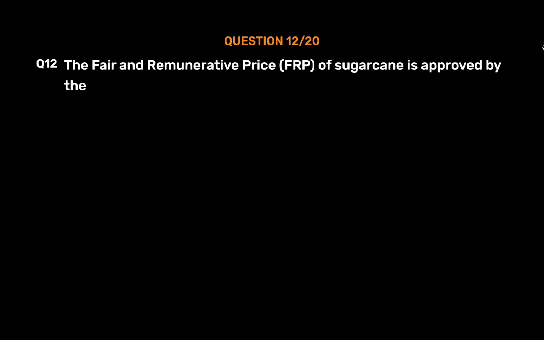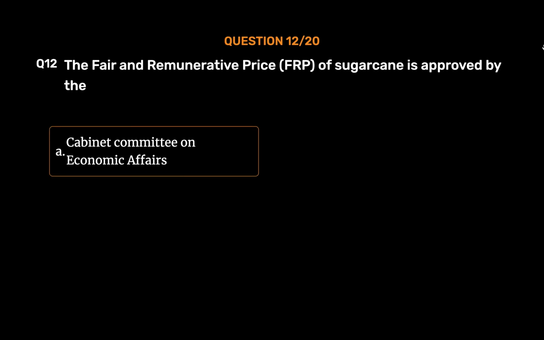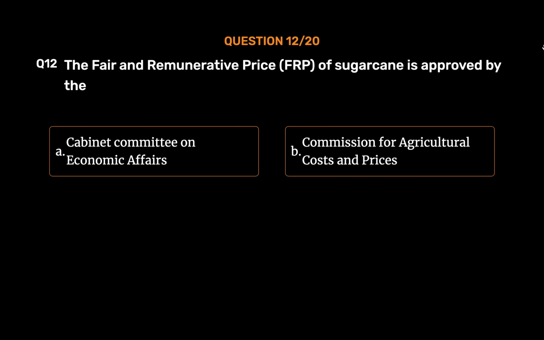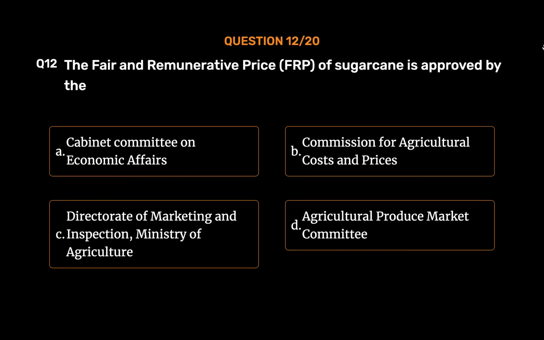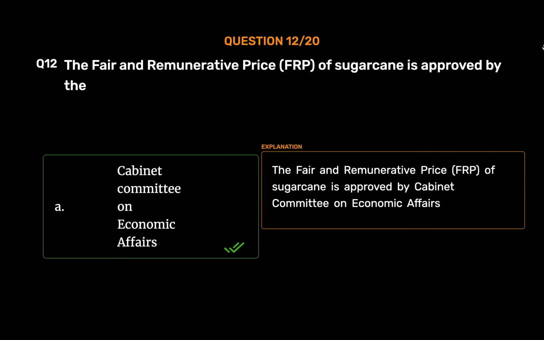Question number 12. The Fair and Remunerative Price, FRP, of sugarcane is approved by the option A, Cabinet Committee on Economic Affairs. Option B, Commission for Agricultural Costs and Prices. Option C, Directorate of Marketing and Inspection, Ministry of Agriculture. Option D, Agricultural Produce Market Committee. The correct answer is option A. Cabinet Committee on Economic Affairs. The Fair and Remunerative Price, FRP, of sugarcane is approved by Cabinet Committee on Economic Affairs.